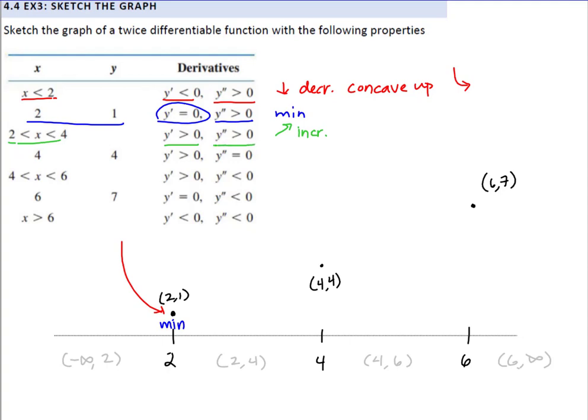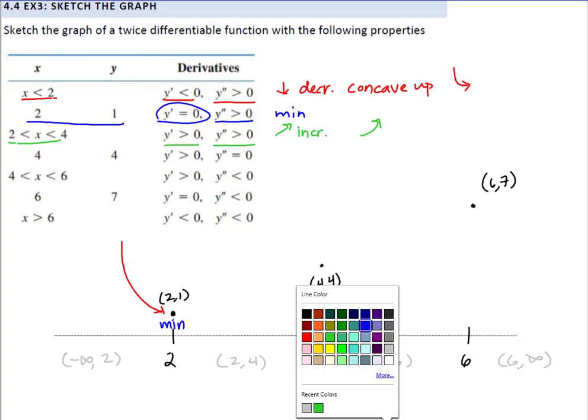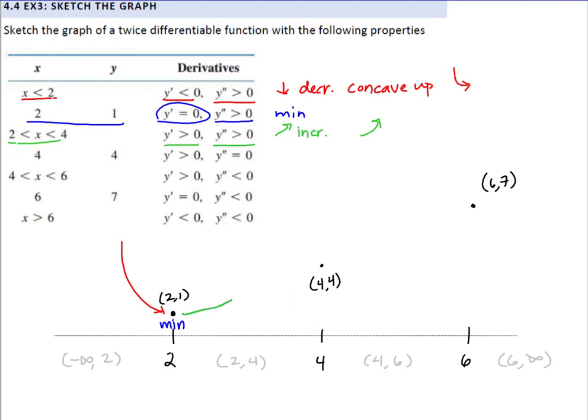And the second derivative is greater than 0. So again, that's concave up. Concave up, increasing. That is the right half of our concave up. So we know our graph at this point is going to start turning and curving up.